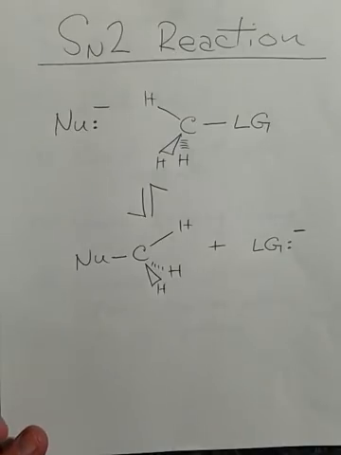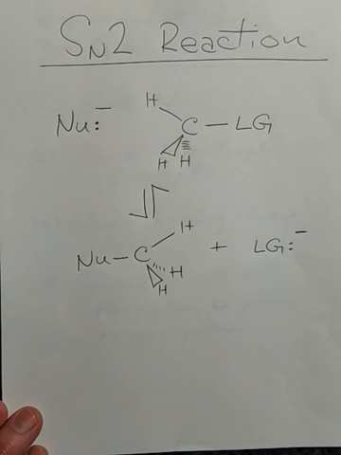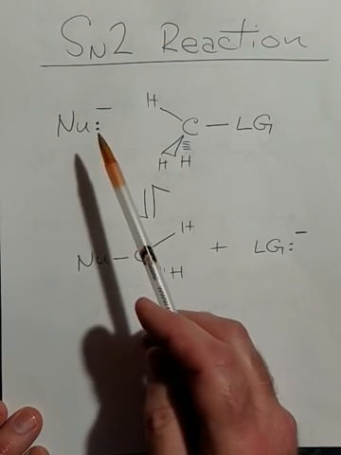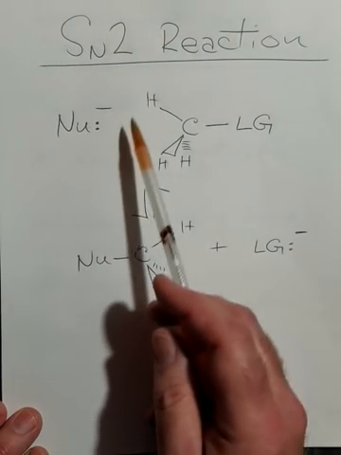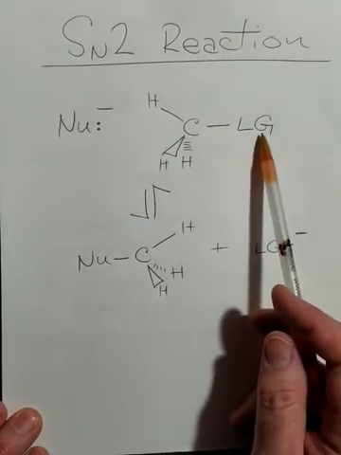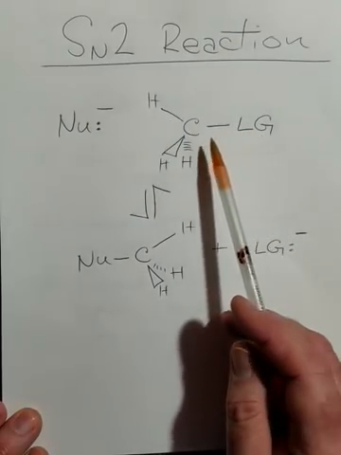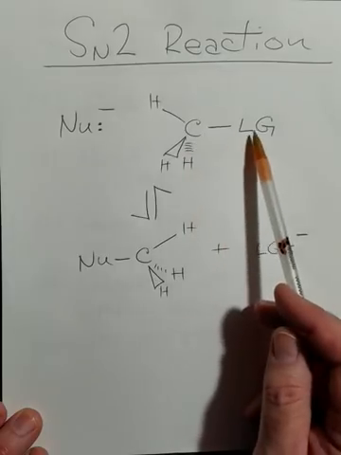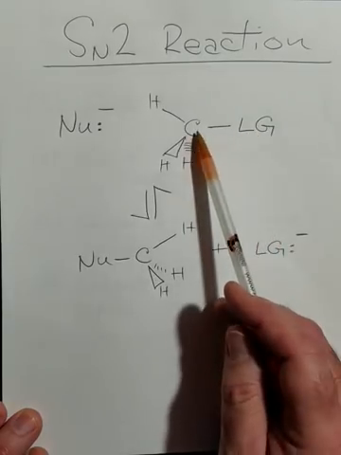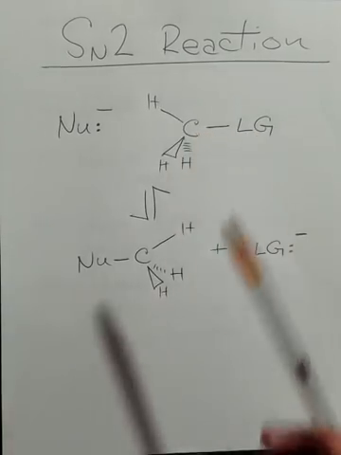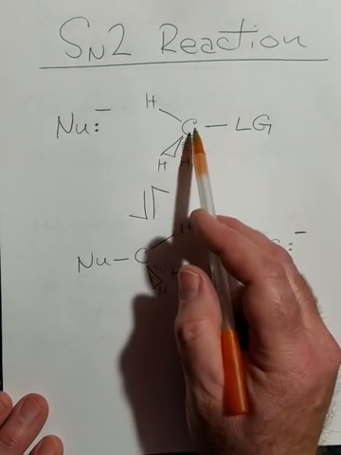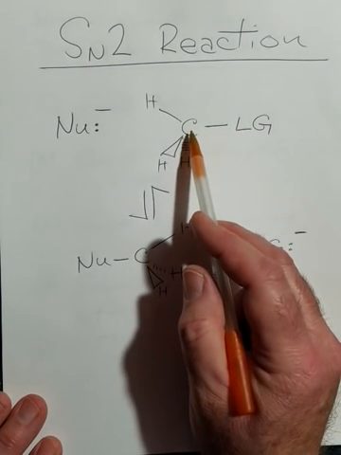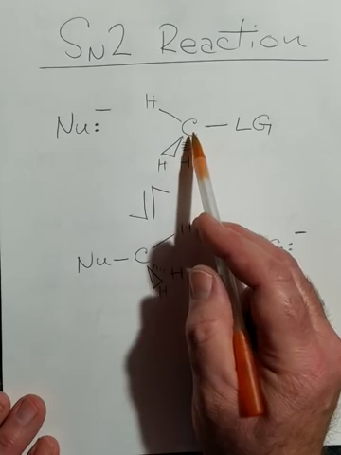Okay, we're going to review the SN2 reaction now. Here's a typical SN2 reaction involving a nucleophile and an electrophilic substrate which contains a leaving group. This is called an electrophilic substrate because the leaving group is going to be more electronegative than the carbon. So there's going to be a bond dipole moment moving toward the leaving group, making that carbon atom somewhat electrophilic.